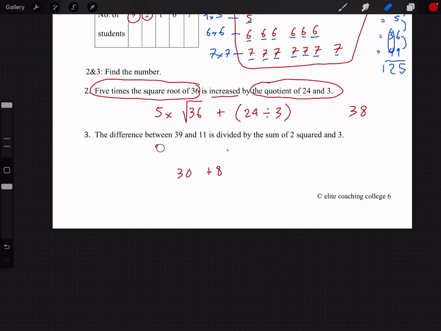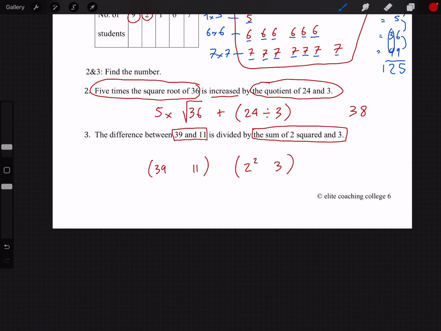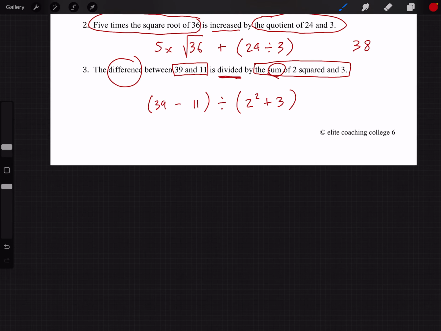Next one is the difference between 39 and 11. So you have 39, and you have 11, and when you see the word and, like they put the numbers and another number, you put in brackets. This says the sum of 2 squared and 3. So that means 2 squared and 3, like this. And now the first one says the difference. Difference means minus. This one says the sum, so it means plus. And it says divide in the middle, so we put divide in the middle. So this will be 28 divided by 4 plus 3. We're going to do brackets first, which means this is a 7. 28 divided by 7. You can get the answer there.